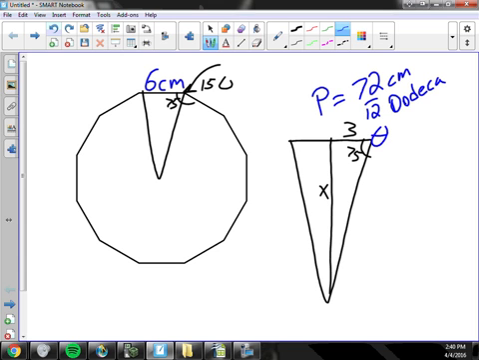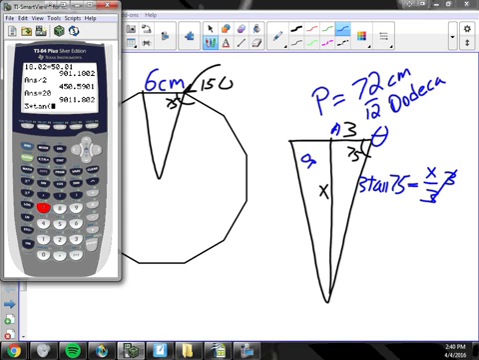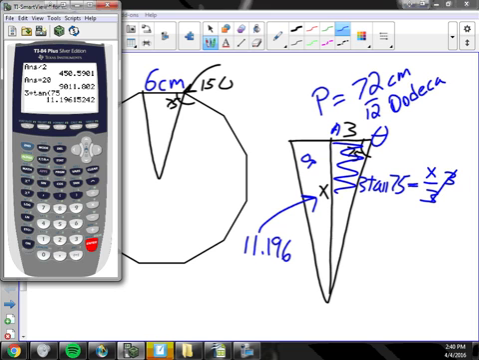This is theta. Opposite, adjacent, it's got to be tangent. Tangent of 75 is equal to x over 3. So I multiply by 3. 3 tangent 75. 3 times the tangent of 75 is 11.196. That is the height. So the area of this sliver is 1/2 base, which is 3, times the height, which is 11.19.